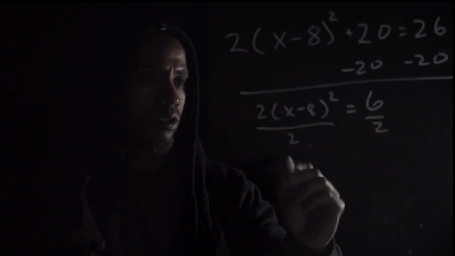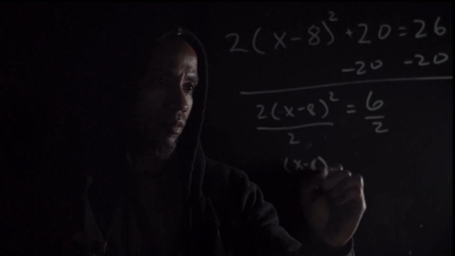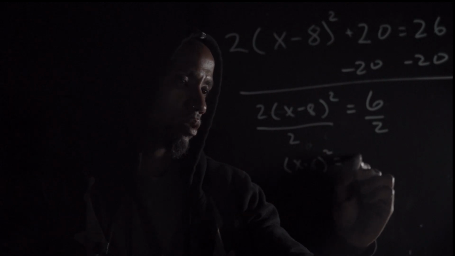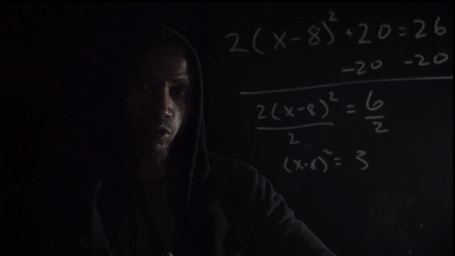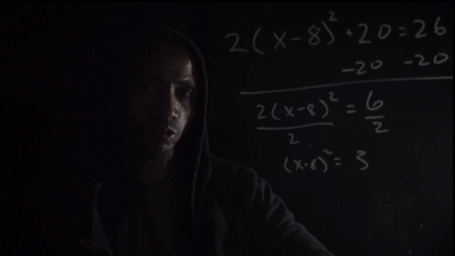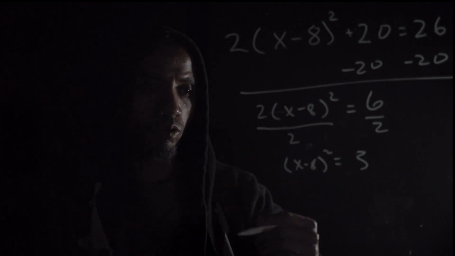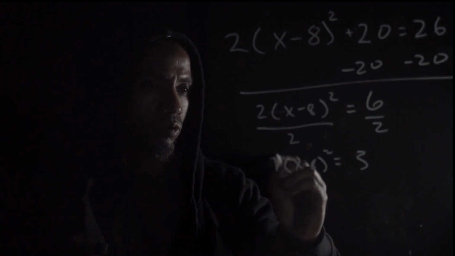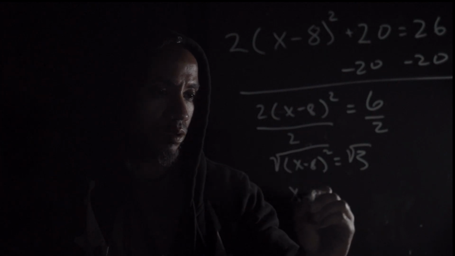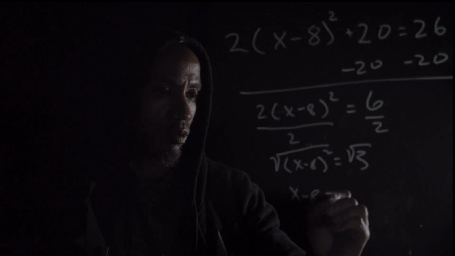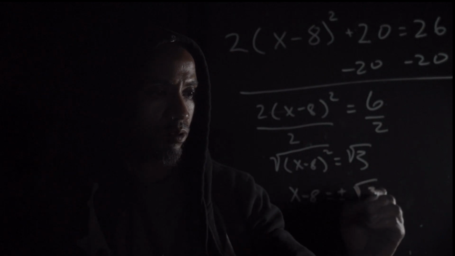Divide by 2, and our new equation is now the 2 is gone, so we're left with the quantity x minus 8 squared equals 3. And now comes the part where we use square roots to solve quadratic equations. If I take the square root of both sides, then I can remove the squared. The opposite of squaring something is taking the square root. So essentially I'm taking the square root of that and that. So this is left with x minus 8, the squared is gone, equals plus or minus the square root of 3.